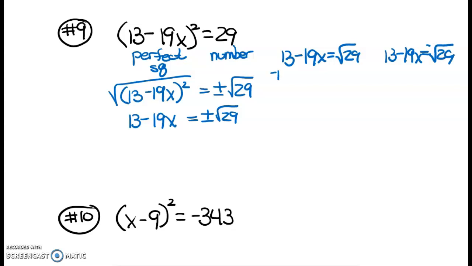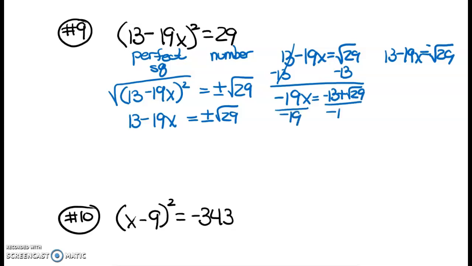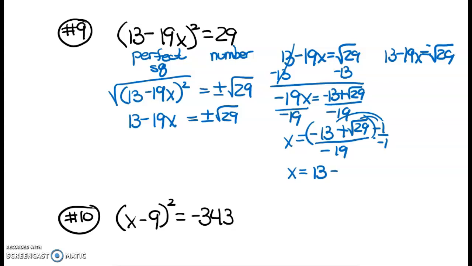I'm going to go ahead and subtract the 13 from both sides, so I get a negative 19x equals negative 13 plus radical 29, and then I'm going to divide both sides by negative 19. All right, so now here we have a denominator with a negative in it, which we shouldn't keep. So we're going to go ahead and multiply by a negative 1 over a negative 1. So I need to distribute that negative 1, so it's going to change the signs. 13 is going to be positive, radical 29 is going to be negative, and negative 19 will be positive.